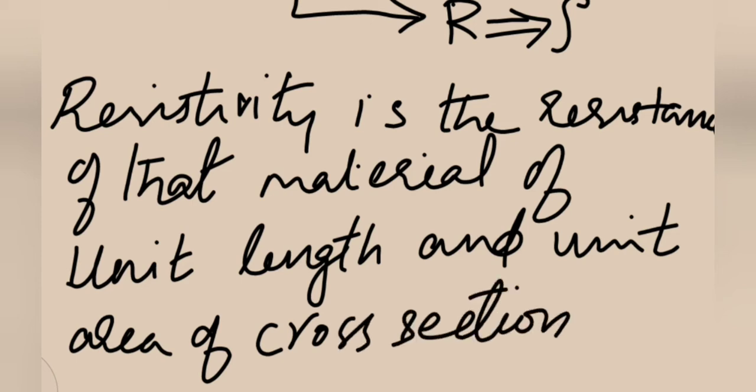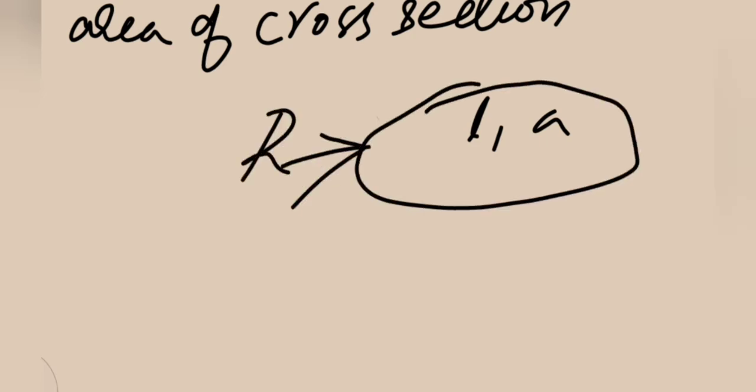Okay, once more. Resistivity of a material is the resistance of that material of unit length and unit area of cross section. That is, if you have a wire of unit length and unit area, then the resistance of that wire will be equal to the resistivity. So you could see that the resistance actually changes with length and area, isn't it? So resistance depends upon these two factors, length and area.